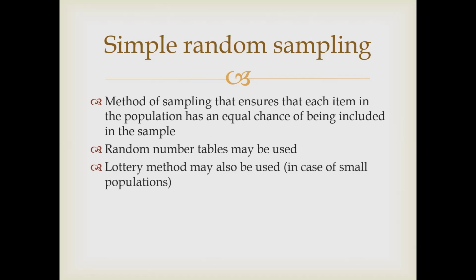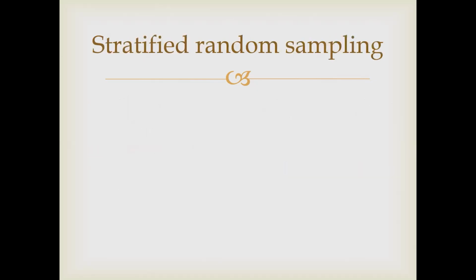Or you can use the lottery method. If it is a small population, you can use the lottery method. Say 1,000 numbers are there, you can put them in a box and take one. That is the lottery method. This is simple random sampling.